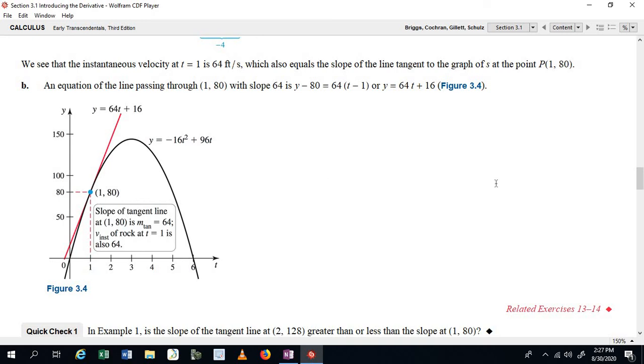Okay, in the next video, we're going to look at some alternative definitions for average rate of change and instantaneous rate of change. And then the video after that, we'll start talking about the derivative.